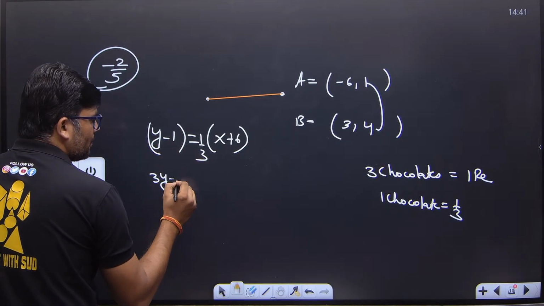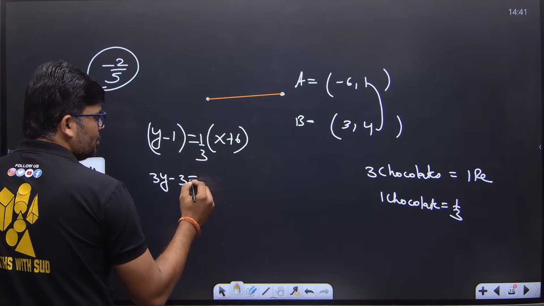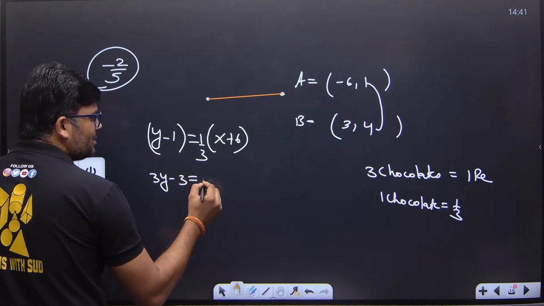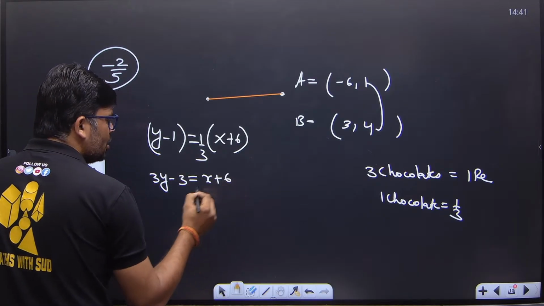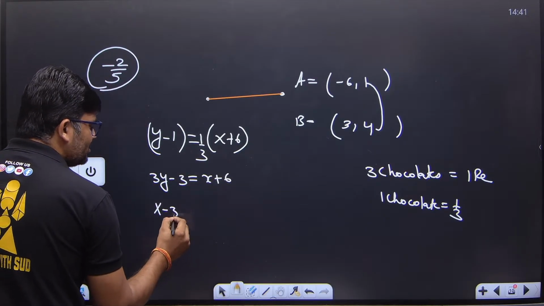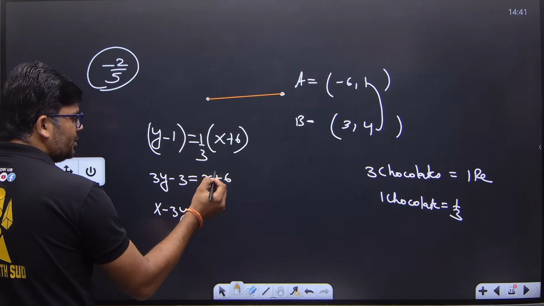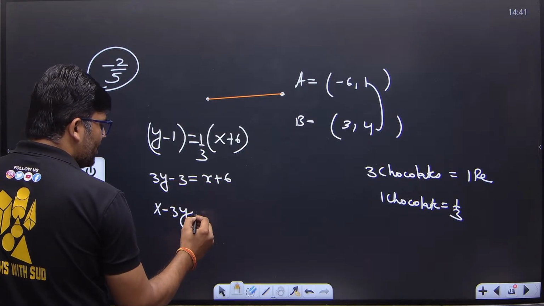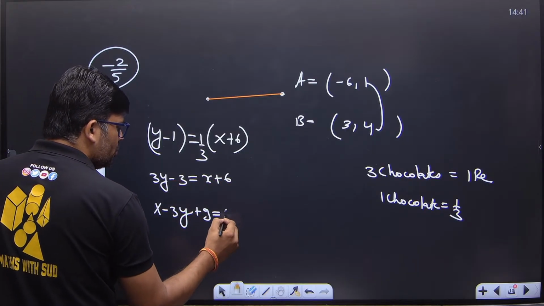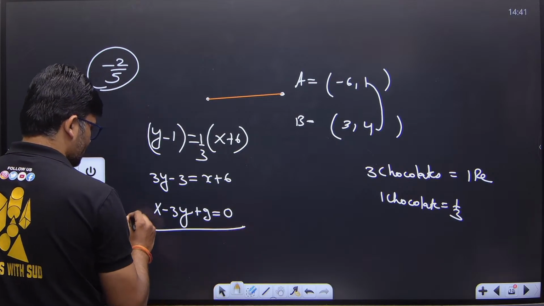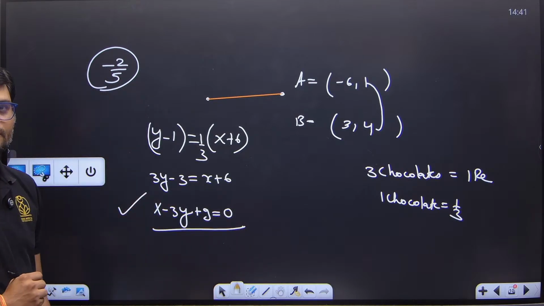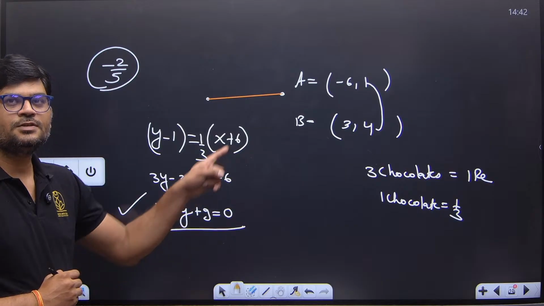So I cross multiply. I can take either of the points, yeah, either of the points. So I cross multiply, so 3y minus 3 is equal to x plus 6, or I can write x minus 3y. I will take minus 3 on this side, so it will become plus 9 is equal to 0. This is from the first point.